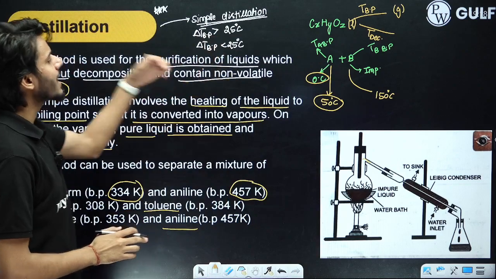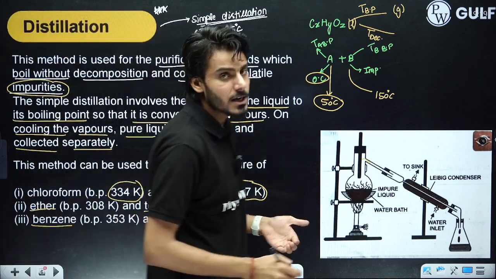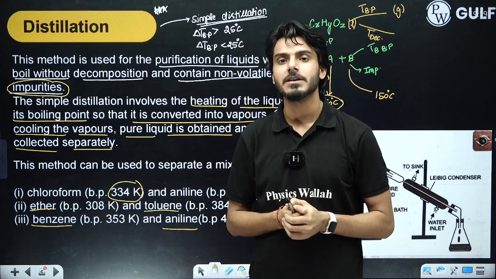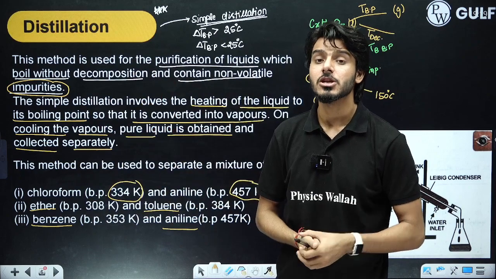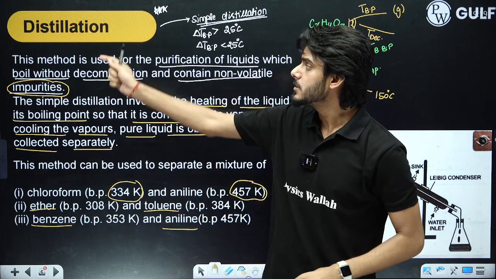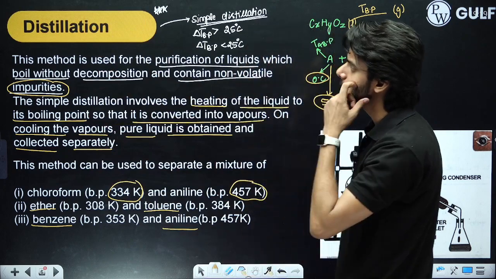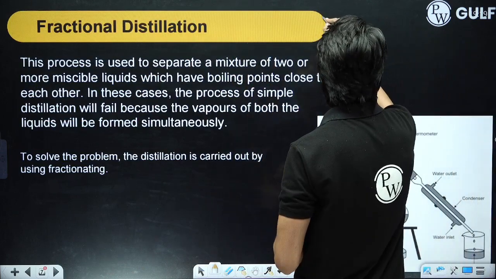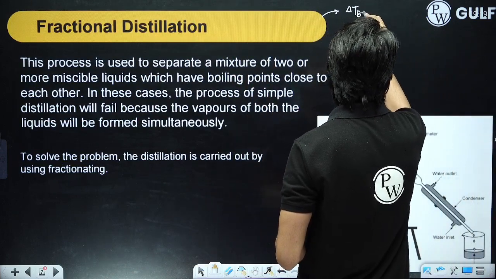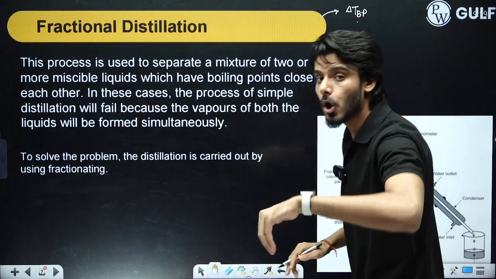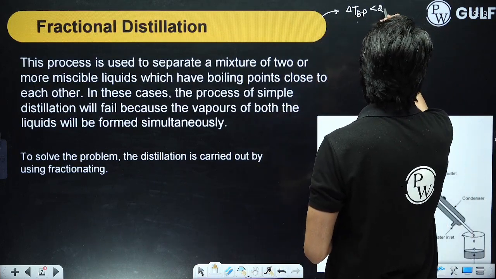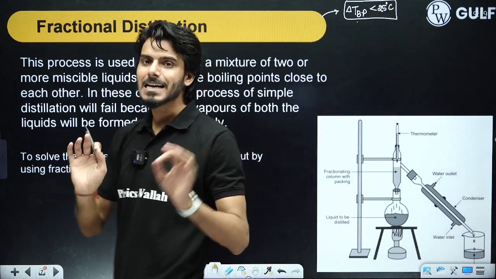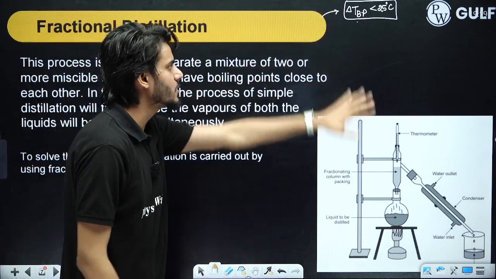So simple distillation has a limitation: if the two organic compounds, or the impurity and the organic compound, have a boiling point difference less than 25 degrees Celsius, then you cannot use simple distillation. You have to use the next method, the more advanced technique of distillation, which we call fractional distillation. First of all, fractional distillation is used when the difference in the boiling point of the impurity and the organic compound, or between the two organic compounds, is less than 25 degrees Celsius. Yes or no, my boys and girls? All right, very clear? Okay, so the difference should be less than 25 degrees Celsius, the first thing.